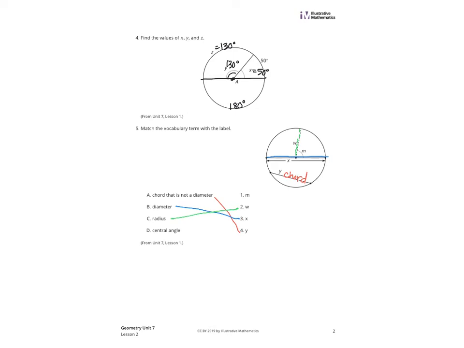And lastly, my central angle. My central angle is my angle that has a vertex on the center. So it looks like that would be M.